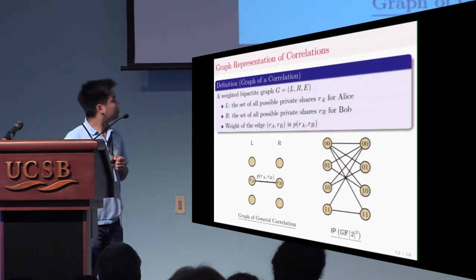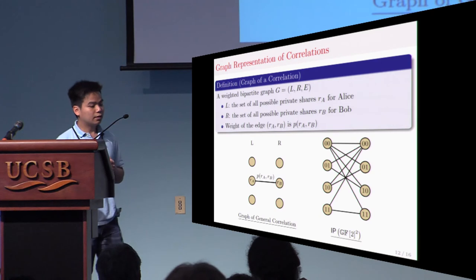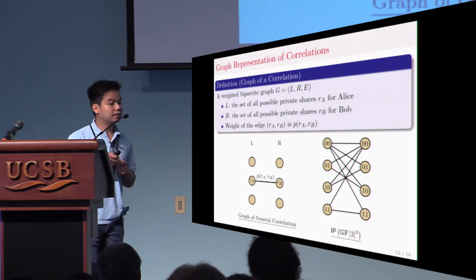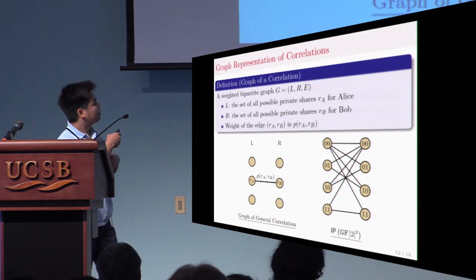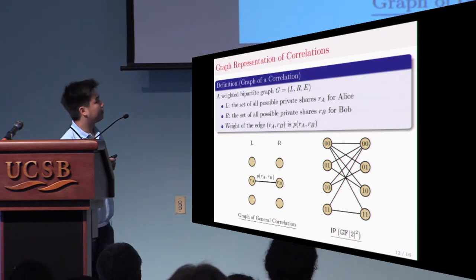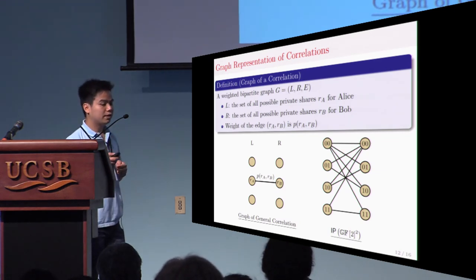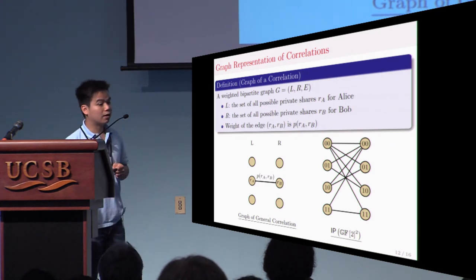For example, this graph represents the inner product correlation over F_2^2. We can see that (0,0) is connected to every node on the right because (0,0) is orthogonal to every vector on the right. And (0,1) is connected to (0,0) and (1,0), but not (0,1) and (1,1).